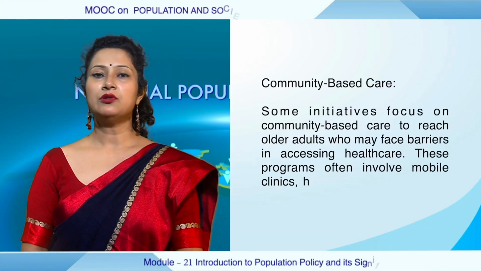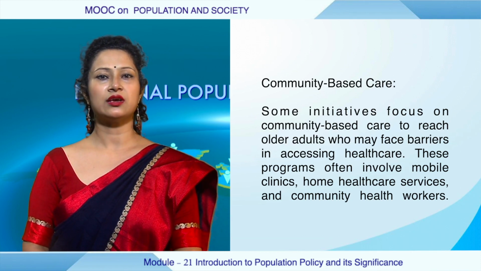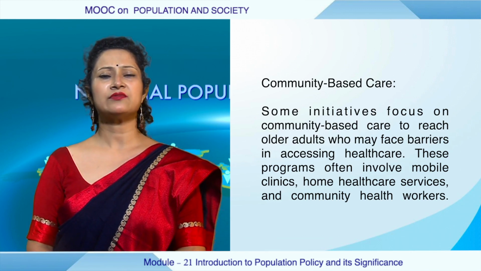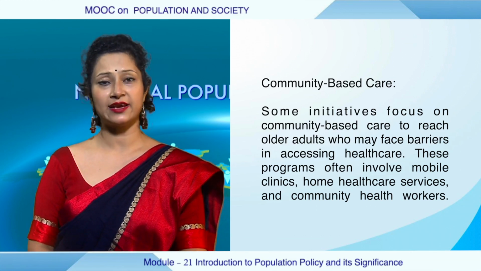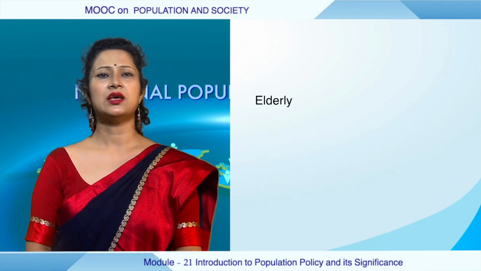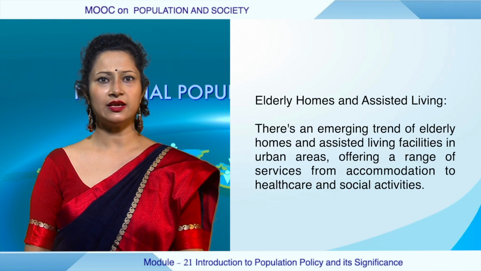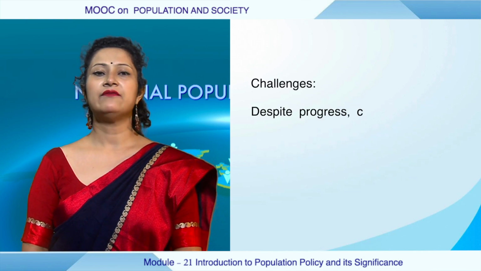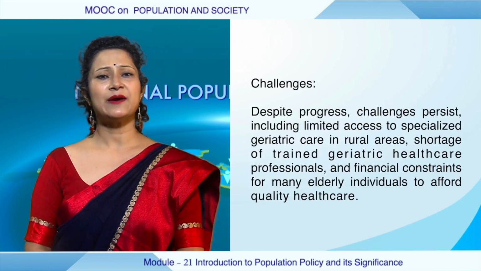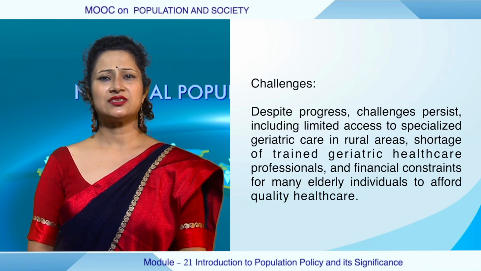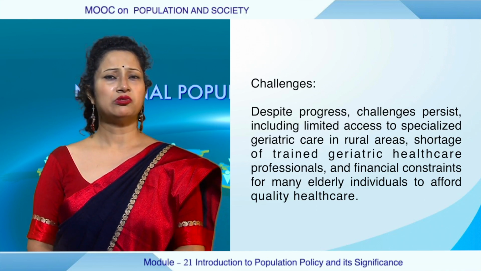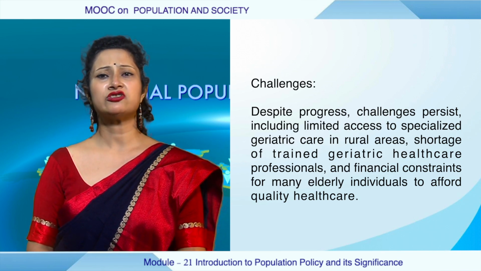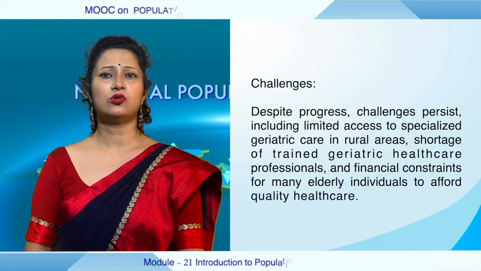We also have community-based care, where initiatives focus on reaching older adults who may face barriers in accessing healthcare. These programs often involve mobile clinics, home healthcare services, and community health workers. We also have elderly homes and assisted living, which offer a range of services from accommodation to healthcare and social activities. We also have certain challenges. Despite such progress, access to specialized geriatric care is limited, including limited care in rural areas, shortage of trained geriatric healthcare professionals, financial constraints, and lack of good quality healthcare.